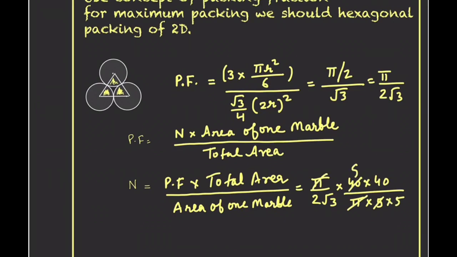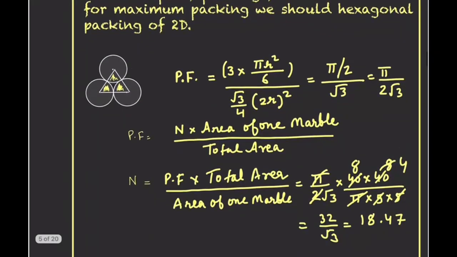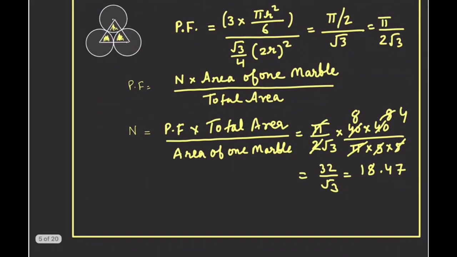On simplification we are getting 32 by root 3. If we simplify further, this value is equal to 18.47. So we are getting the same answer by the second method also, and I think that the second method is easier, right?